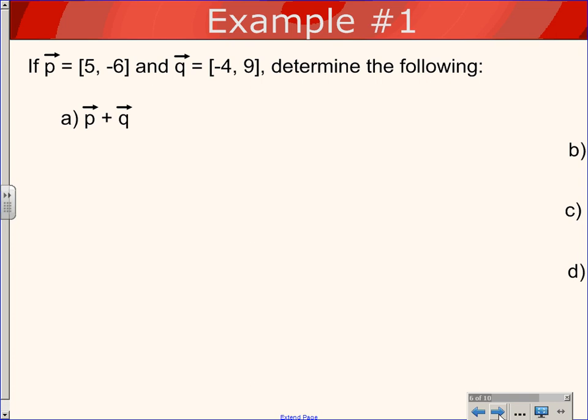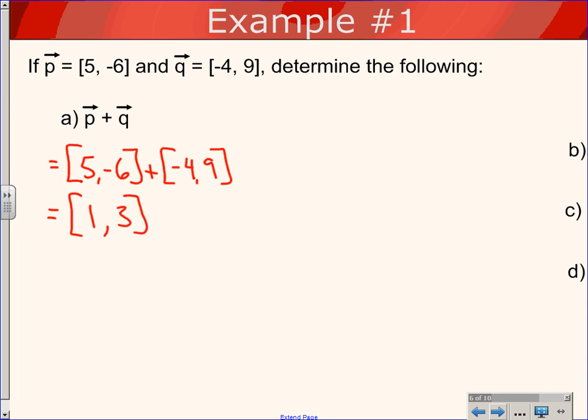A couple of examples, let's give these a try. We have vector p and vector q. And this time I don't want to put them onto a grid, right? I just want to add them up. So p plus q, [5, -6] plus [-4, 9]. And I'm just adding the components together. So the first one is 5 plus negative 4, and then negative 6 plus 9. So I end up with [1, 3].